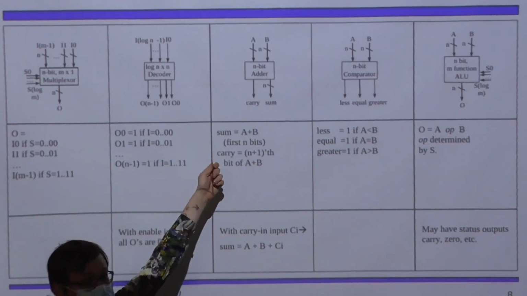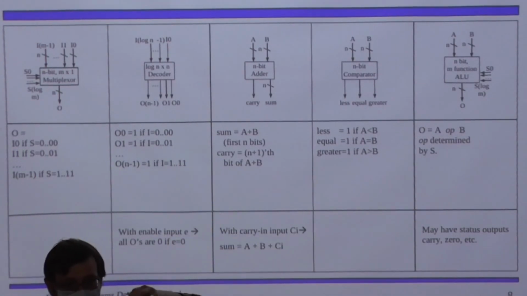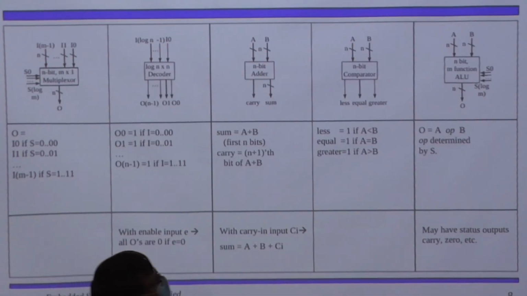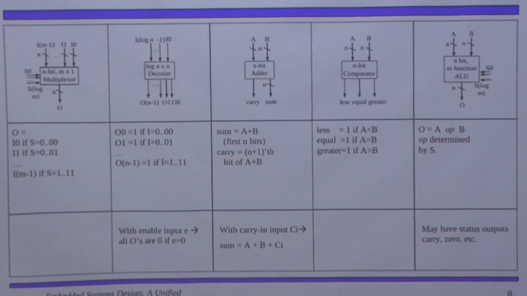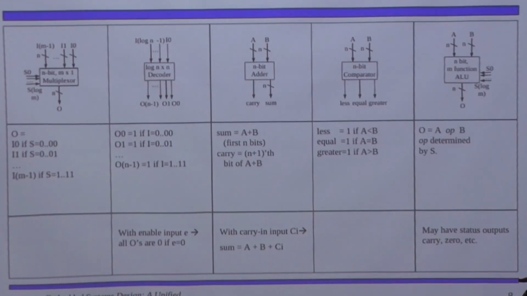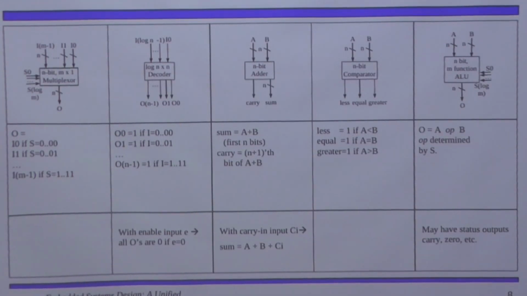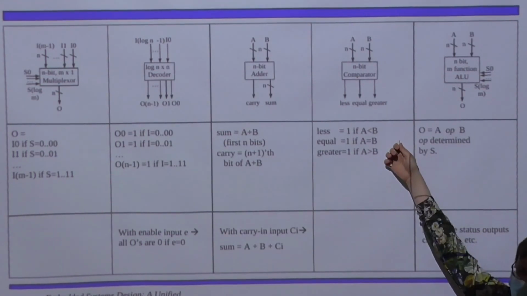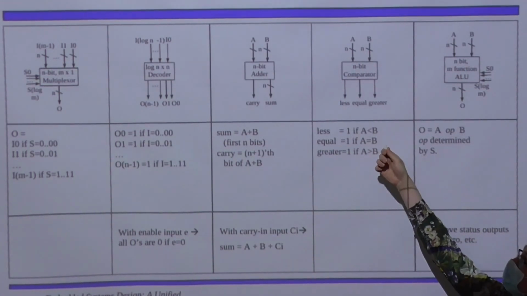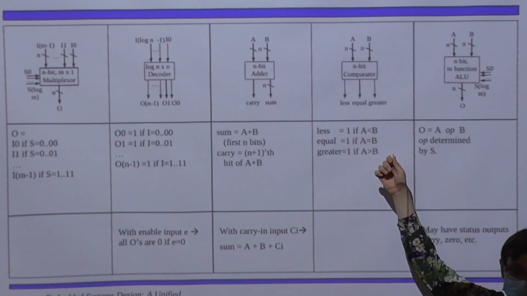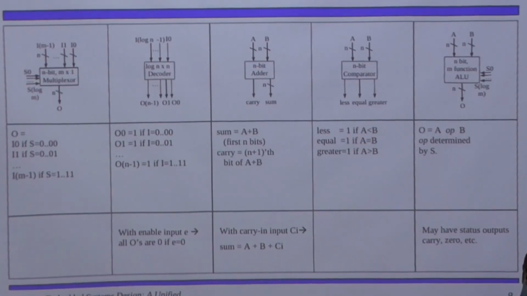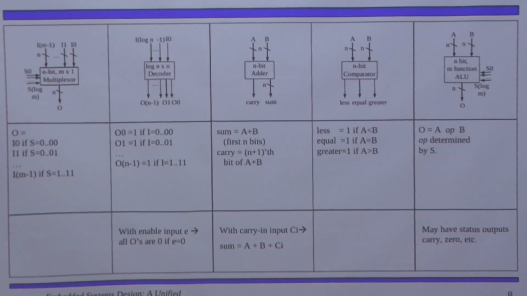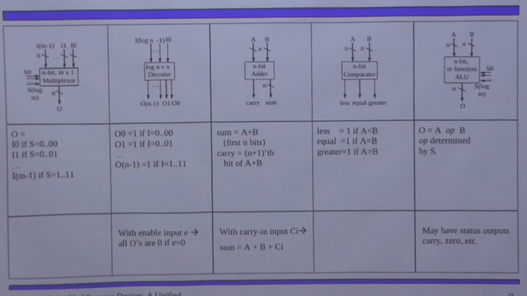Adders, of course, just add numbers, like summing as you would expect. Comparators: you have two different signals and you can compare them to see if one's greater than the other. Notice we get 3 lines out of that: less, equal, or greater. So basically, you get one of those 3 depending on how the two numbers compare.